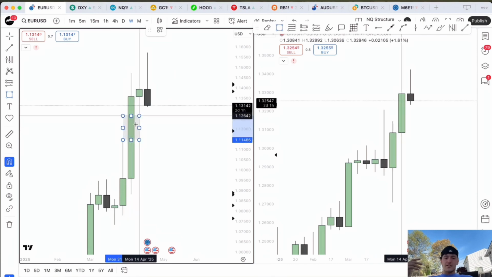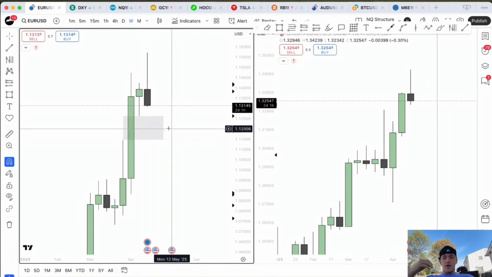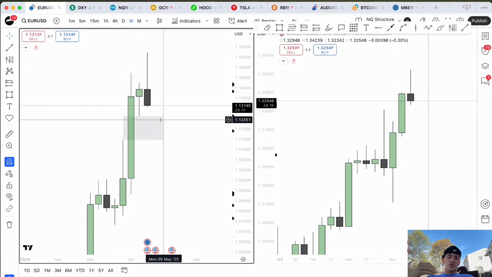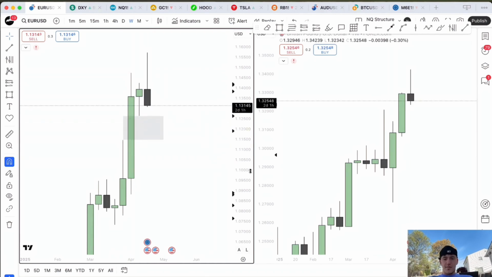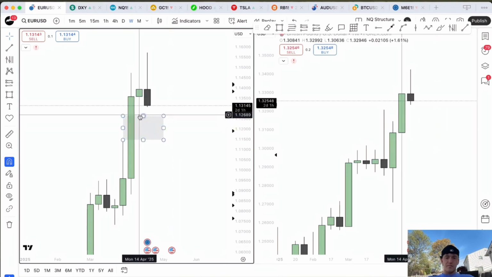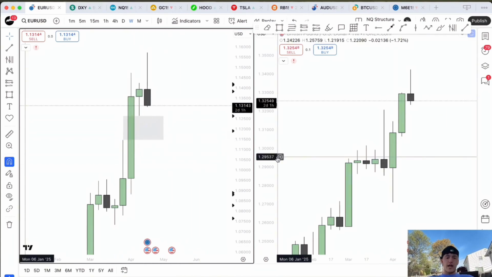So, the most obvious idea for me to look is for Euro to reach from this external range run to this internal range liquidity pool, because price does what? We rebalance imbalances and we take out old highs and lows. So my eyes were drawn to this internal range liquidity pool, and I even said it last night.